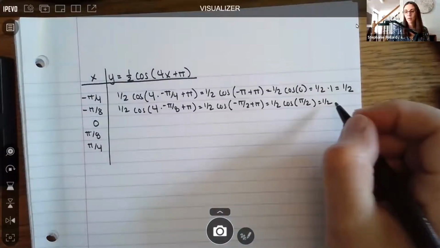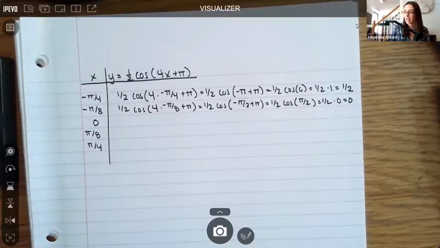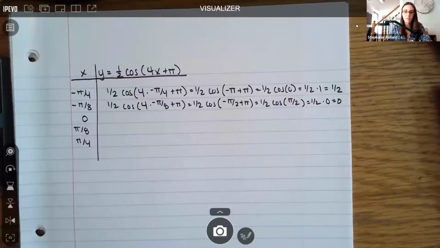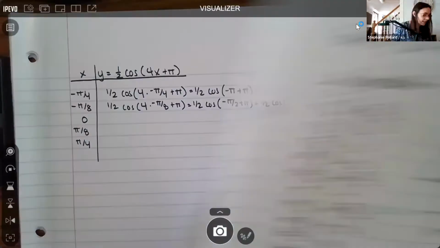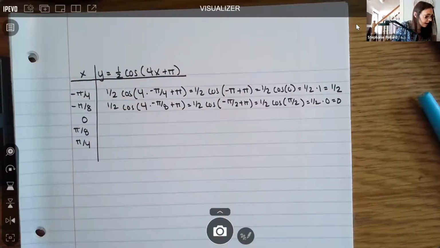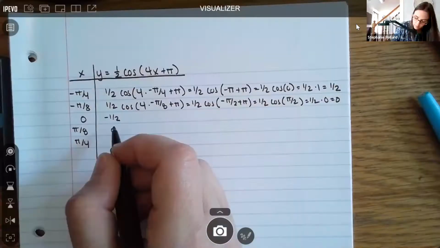It's going to be the same process. When I'm getting to things like cosine 0 and cosine pi over 2, I'm just using my charts that I've already made, right? I know a lot of those key values already. So a lot of times you're simplifying to something you already know. When I plug in 0, we get negative 1/2. When I plug in pi over 8, I get 0. And then when I plug in pi over 4, I get positive 1/2.